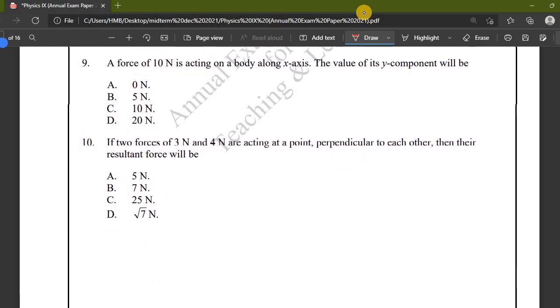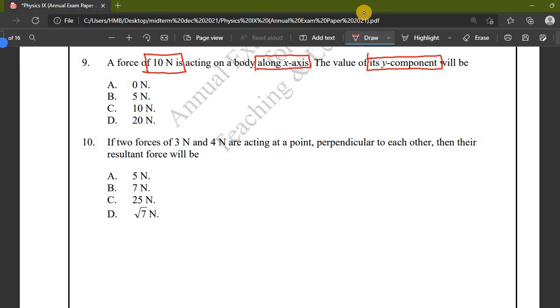Then we have question number 9. A force of 10 Newton is acting along the x-axis, and we have to identify the y component of this force. So a force acting along the x-axis means we have this force acting 10 Newton in the x direction. Similarly, a force acting along the y-axis will be like this, let's say this is also 10 Newton. If a force is acting along the x-axis, this means that the y component of the force is equal to 0, and the complete force will be equal to Fx. Similarly, if the force is acting along the y-axis, the x component of the force is 0, and the whole force will be equal to Fy.